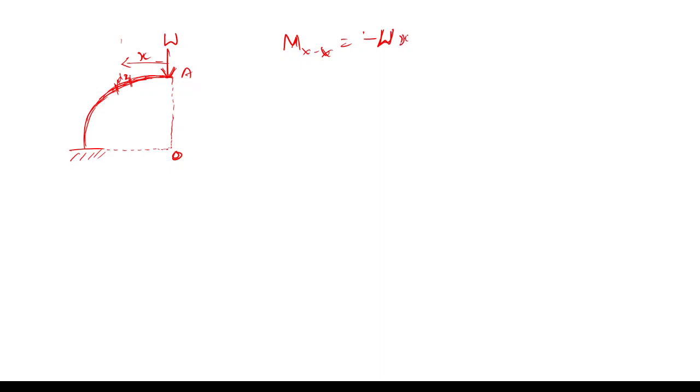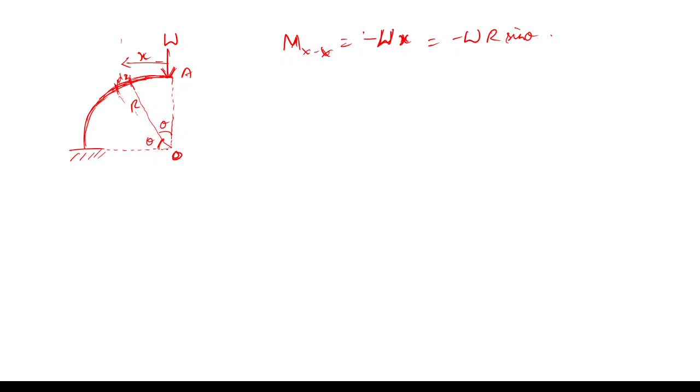So if I want to find out the value of x here, how can I find it? This is r, r sine theta. This is theta. So it will be minus W into r sine theta. Sir, can we take the theta from the downward side? Then it will be r cos theta. Yes, if you are taking this as theta, that is also fine.